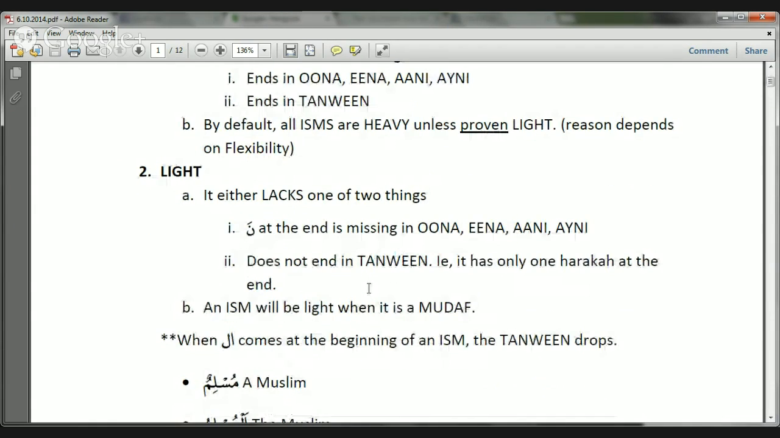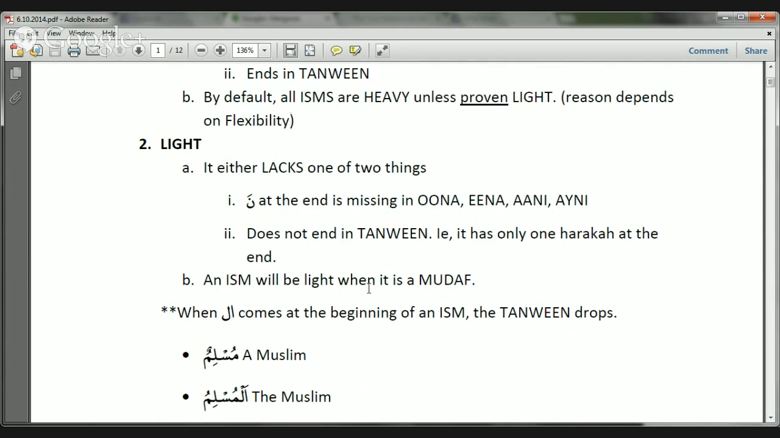A light ism is when, number one, the noon sound is missing at the end of una, ina, ani, or aini, that it lacks. So instead of being una, it's u. Instead of being ina, it's e. Instead of being ani, it's an. And instead of being aini, it's ain. And the second is that it does not end in tanween. It only has one haraka at the end.